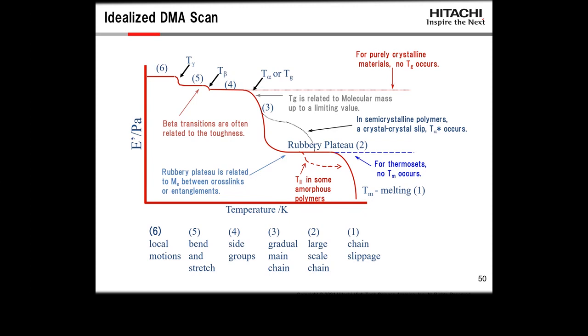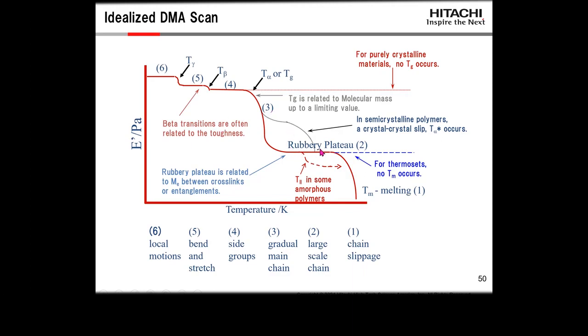An idealized DMA scan is shown here. And I'm not going to spend a lot of time over this slide. I will slip in an advertisement. This comes out of my book on dynamic mechanical analysis, and we spend chapters discussing all the stuff going on here. But the important point is if we start at high temperature melting and we go down, we get the rubbery plateau and the glass transition, but then we pick up these other transitions that are not visible by other techniques. And some of them are important, like beta transitions are related to the toughness of the material in the solid state.